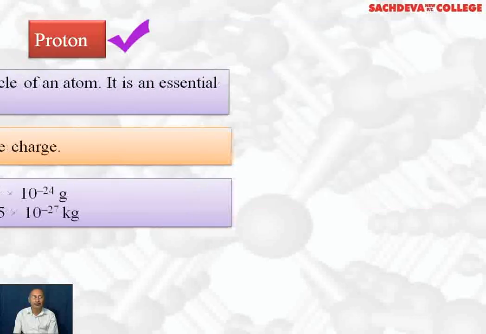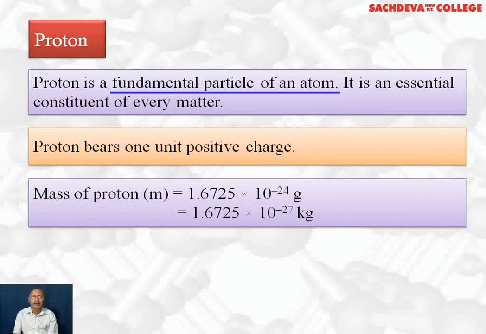Next, we are taking proton. Proton is a fundamental particle of all the atoms. It is an essential constituent of every matter. Proton bears 1 unit positive charge. Mass of proton is equal to 1.6725 into 10 to the power minus 24 gram, or 1.6725 into 10 to the power minus 27 kilogram. The charges on proton and electron are equal, only the sign is different.